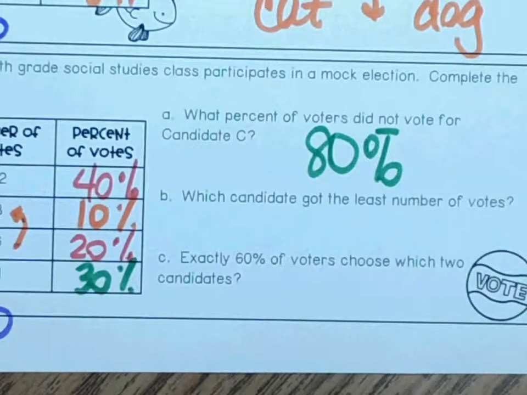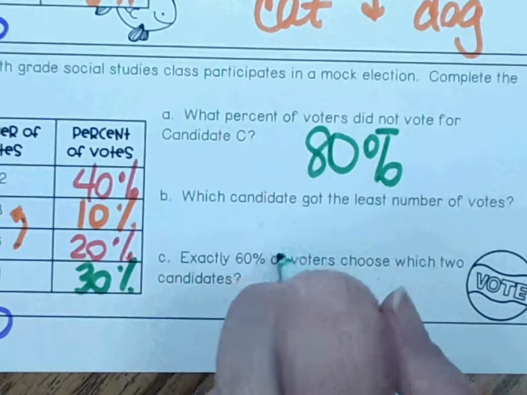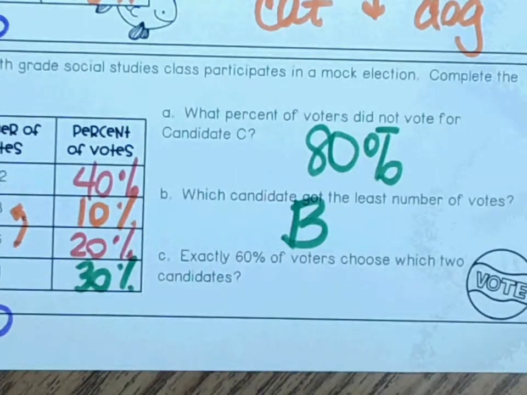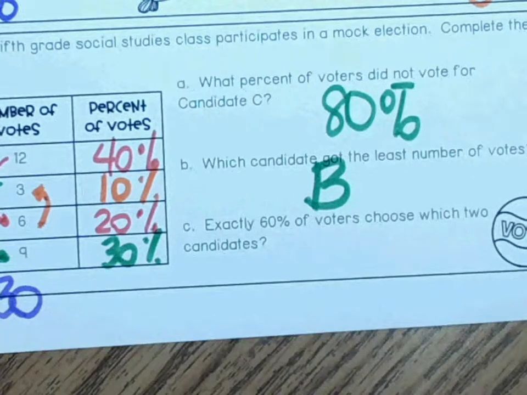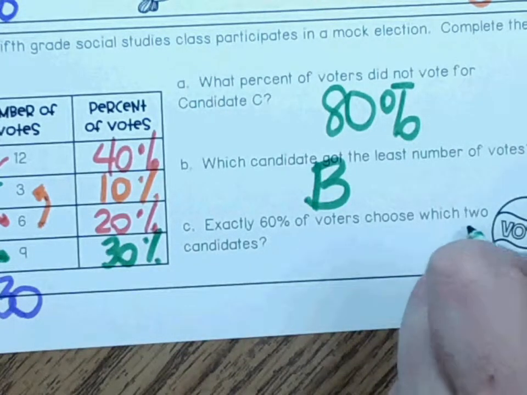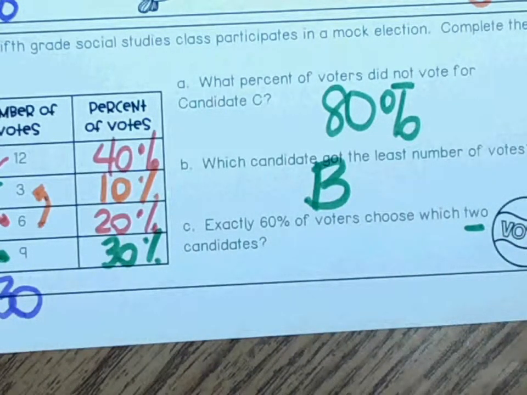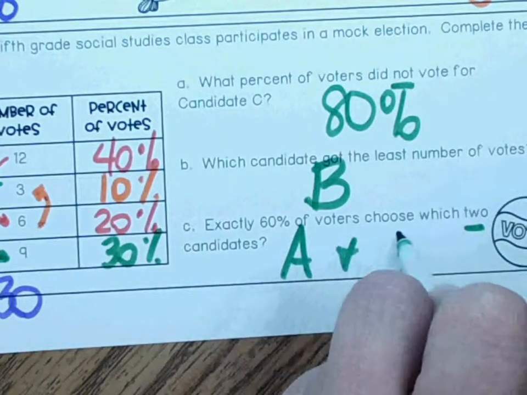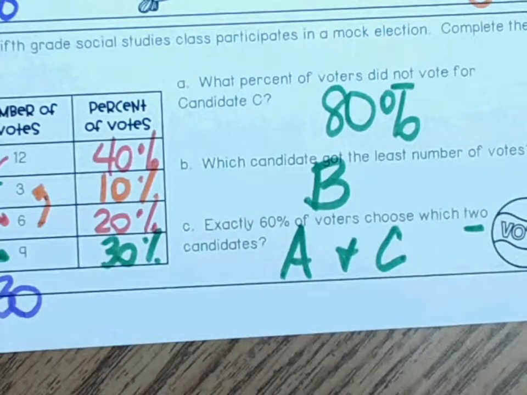Which candidate got the least number of votes? Candidate B. And exactly 60%. Candidate A. It asked for 2.